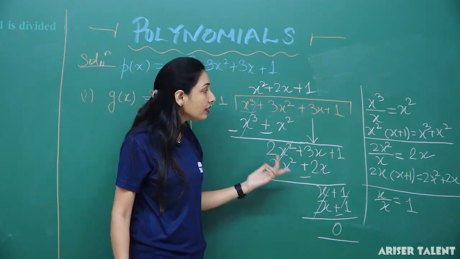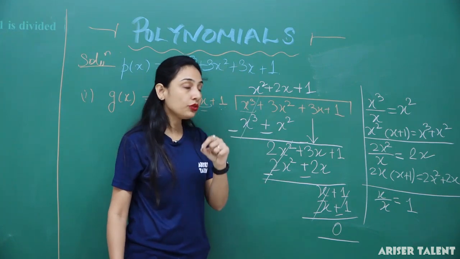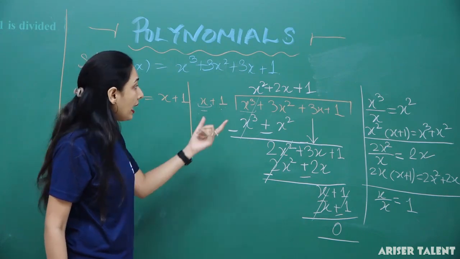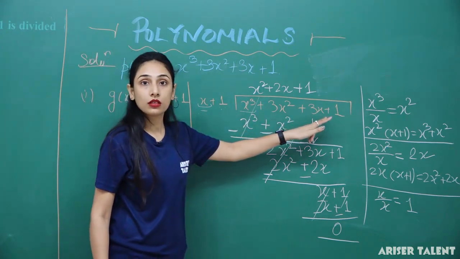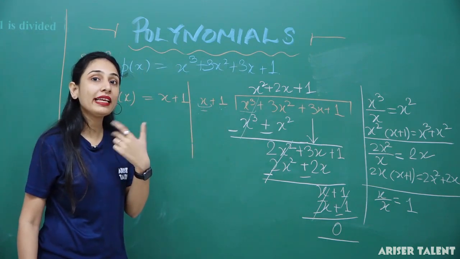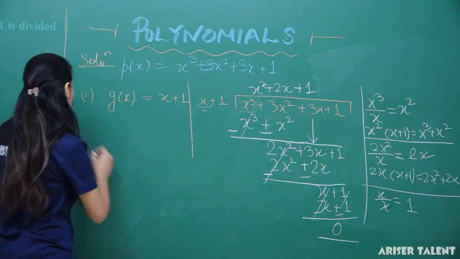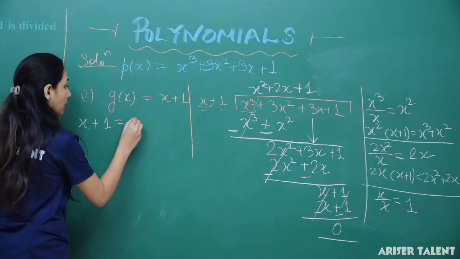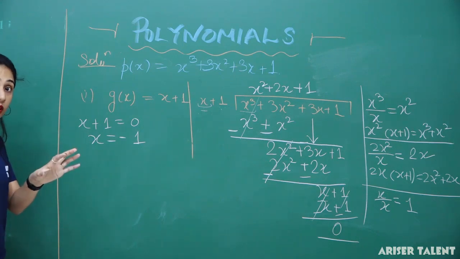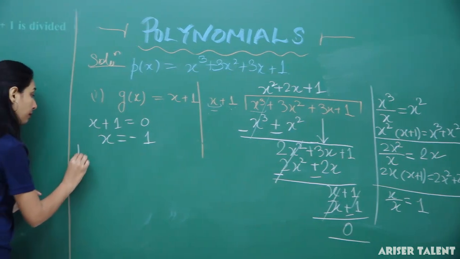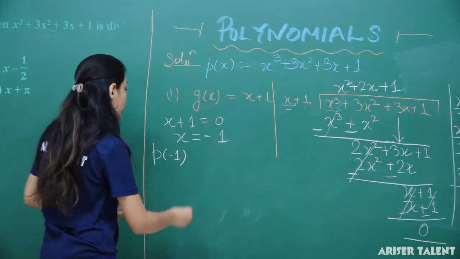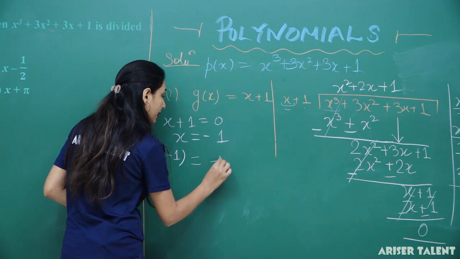Now what are the results from this? Students, this is x plus 1. x plus 1 is a factor of this. So from x plus 1, what will I get as the value of x? I will be getting x equals minus 1. Now p(minus 1), what is p(x)? p(x) is nothing but this. p(minus 1) is equal to (minus 1) cube.